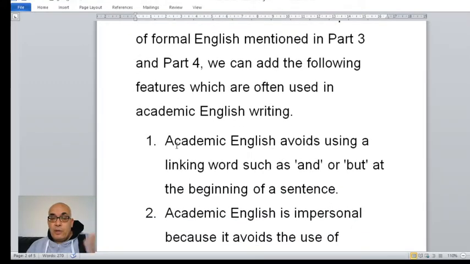What I am going to explain, you will find in academic writing, which means if you write in your exams at the university, or if you write a dissertation, which is like a book, this is the kind of English you have to use. So, academic English avoids using a linking word such as and or but at the beginning of a sentence. So if you write academic English, do not start your sentences with and or but.